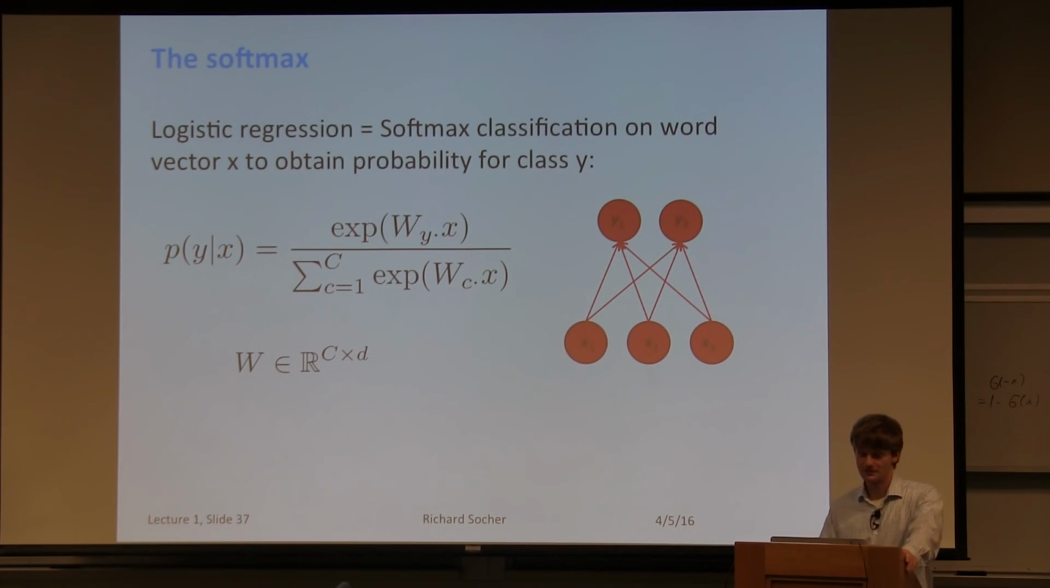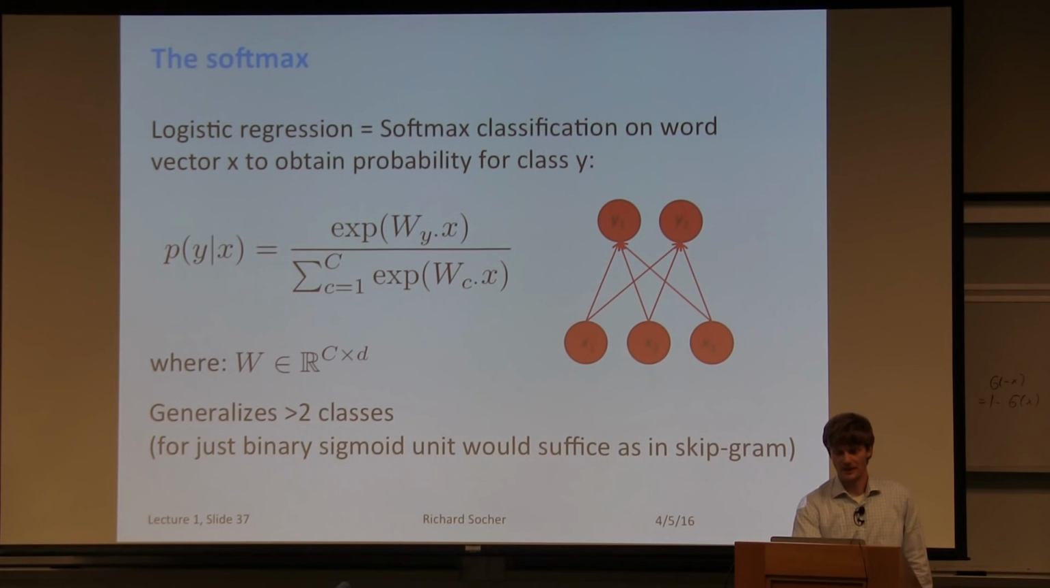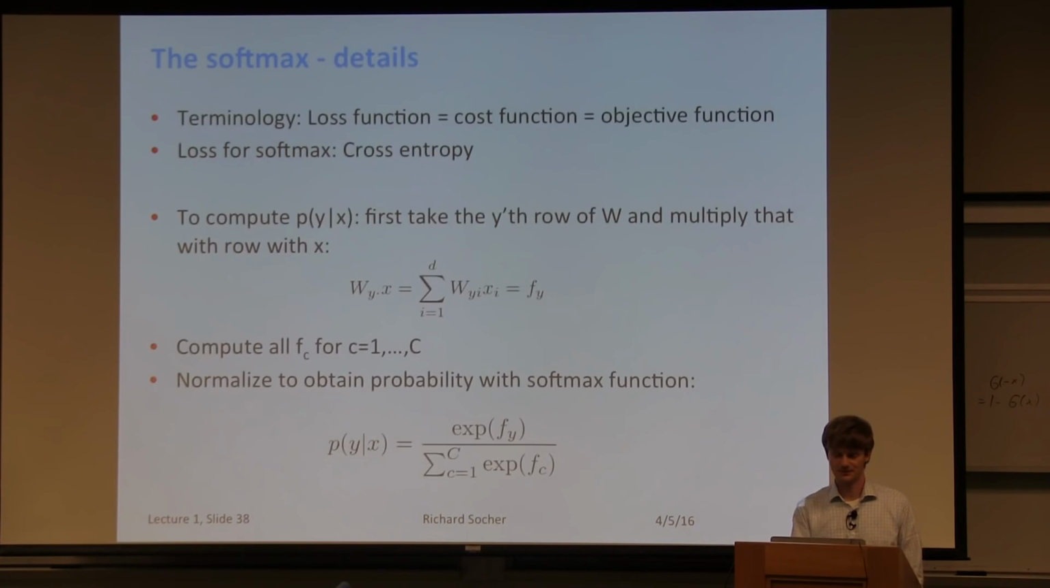All right. We'll essentially use logistic regression and softmax classification interchangeably. We already had the sigmoid. Sigmoid is perfectly fine if you just have two classes, right? Then 1 minus the output of the sigmoid is the probability for the other class. But the softmax will allow us to have lots of different classes.